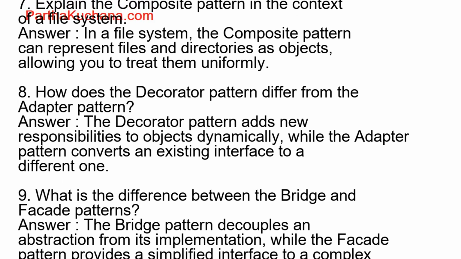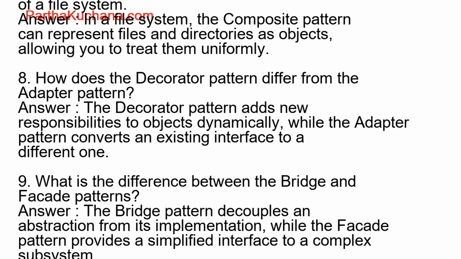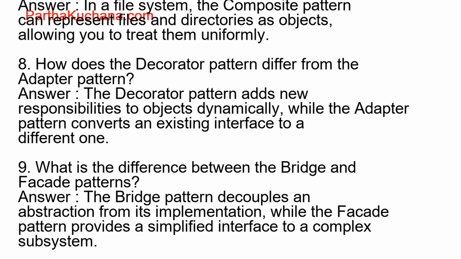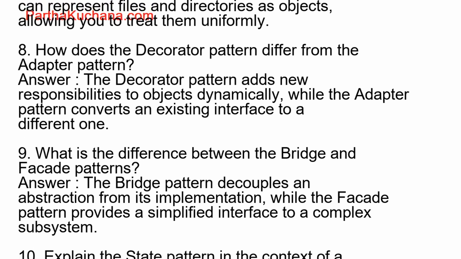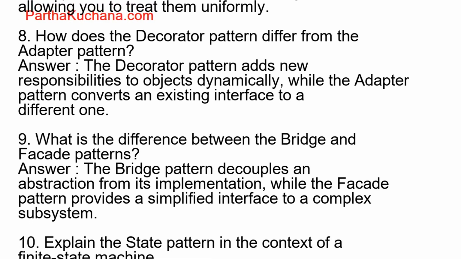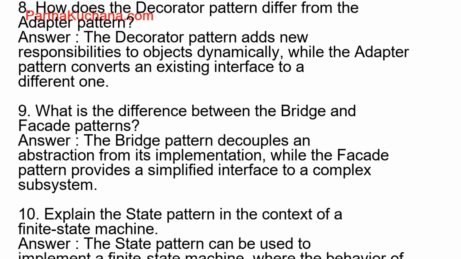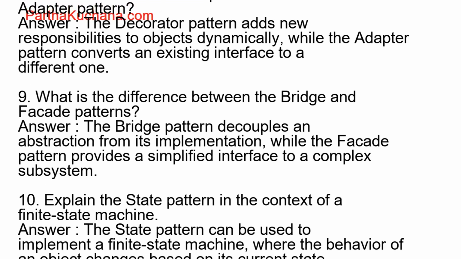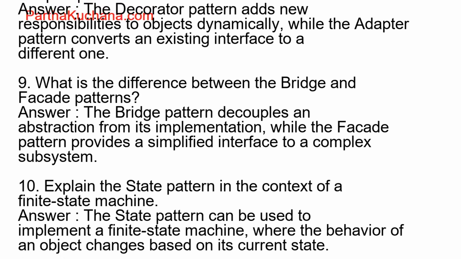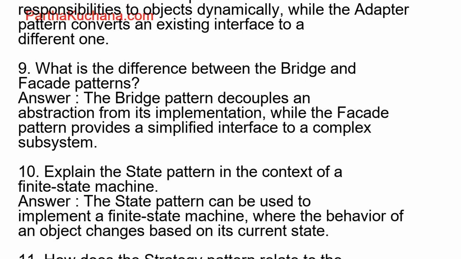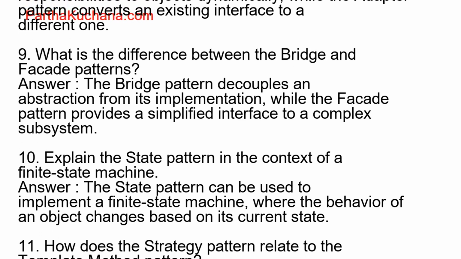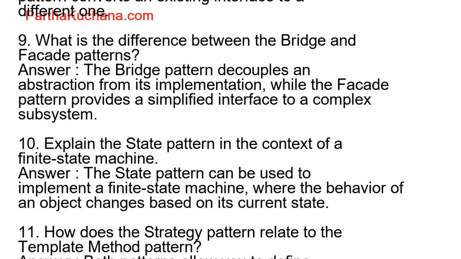10. Explain the state pattern in the context of a finite state machine. Answer. The state pattern can be used to implement a finite state machine, where the behavior of an object changes based on its current state. 11. How does the strategy pattern relate to the template method pattern? Answer. Both patterns allow you to define different algorithms, but the strategy pattern makes them interchangeable at runtime, while the template method pattern defines a skeleton of an algorithm.